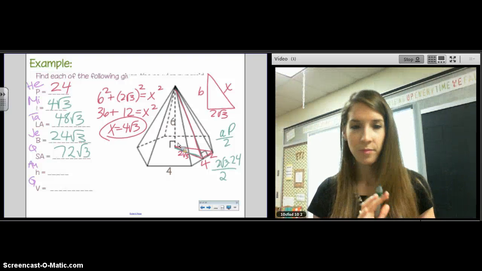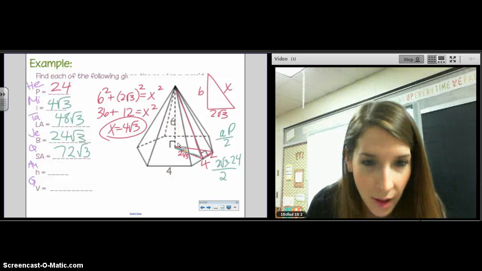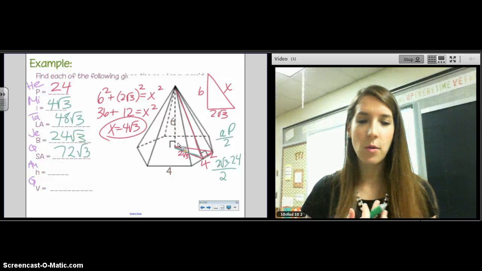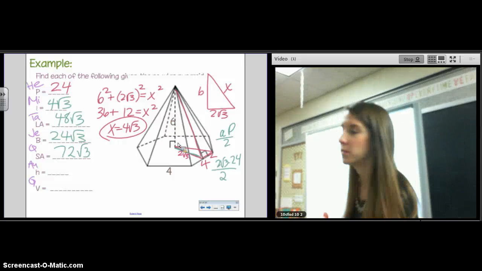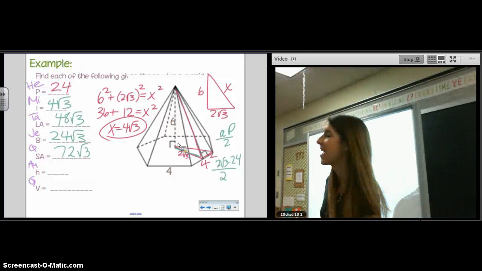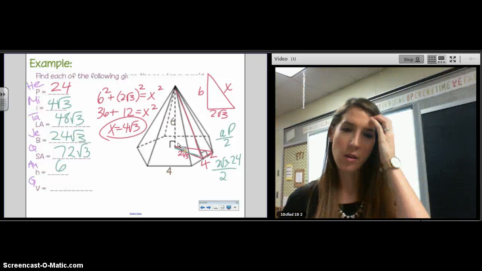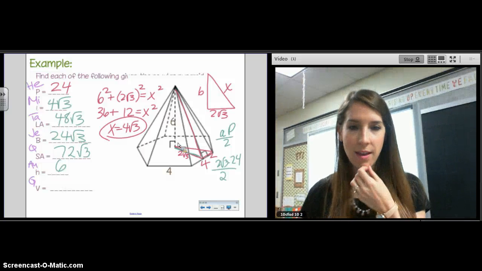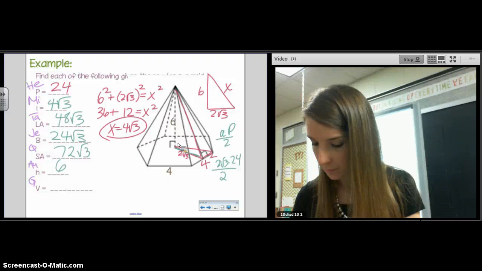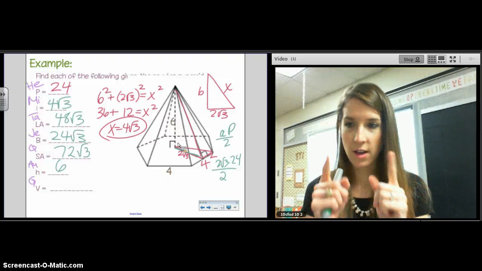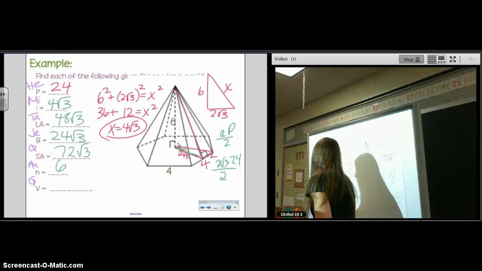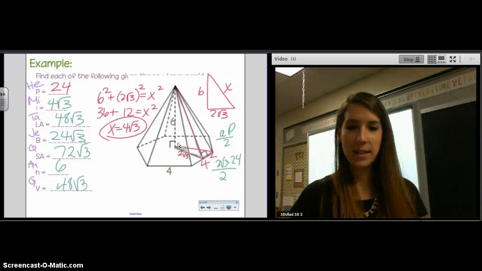That's good. All right, the height. Oh, sorry, Austin. I gave you a way too easy one. Sorry. Yay. The height is 6. And George, the volume. Base times height divided by 3. Very good. 48 root 3. Whew, that was an intense one.